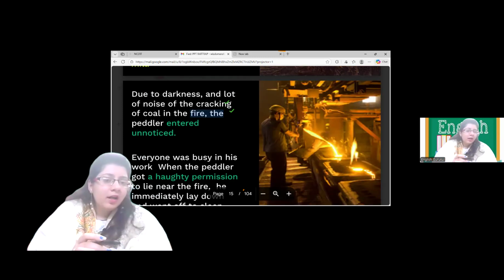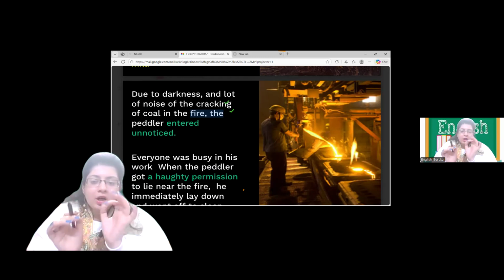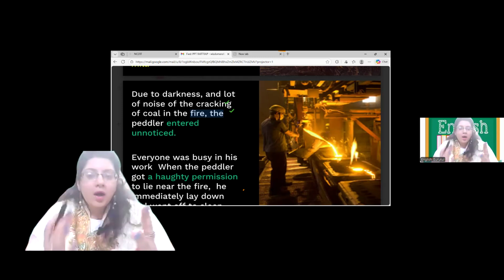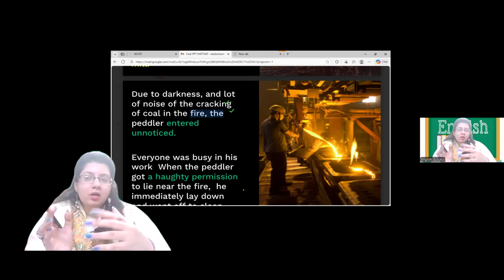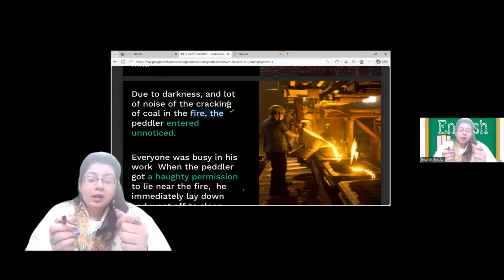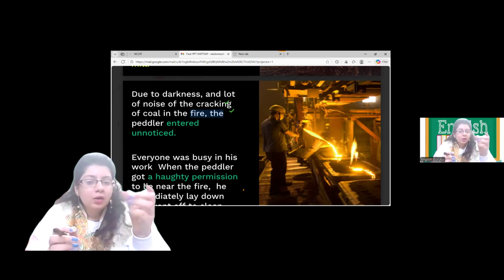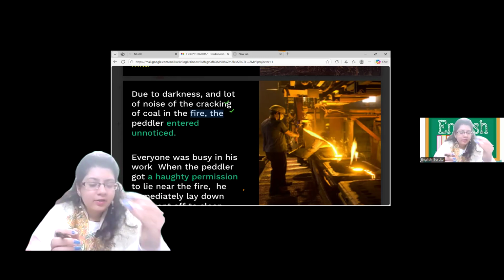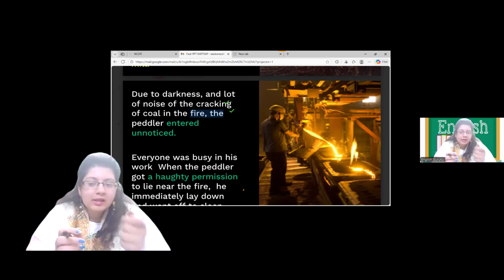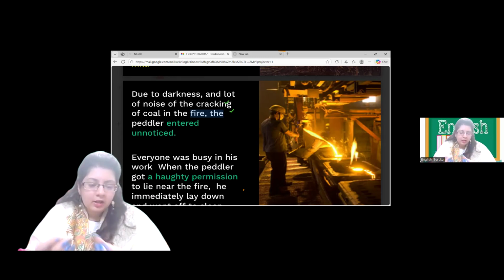Then, due to darkness and a lot of noise of cracking of coal in the fire, the peddler entered unnoticed. Because we are talking about industrialization and the factories, there is a lot of loud noise because of the thumping of machines and the cracking of the coal in the fire. When you crack the coal in the fire, it bursts and makes a loud sound.